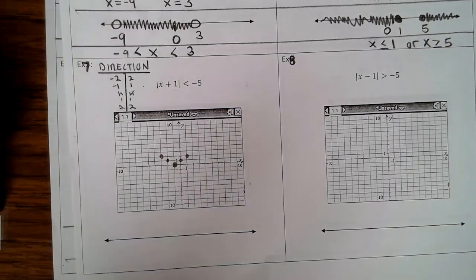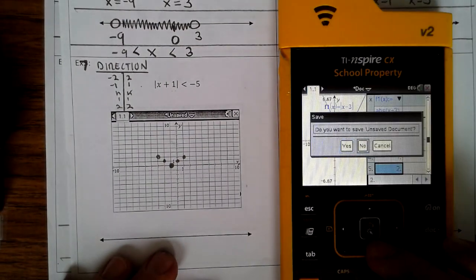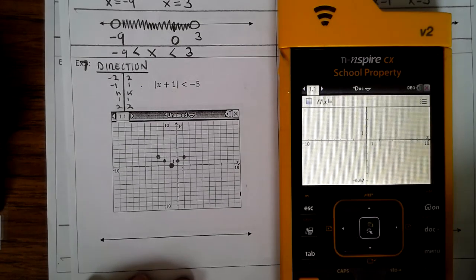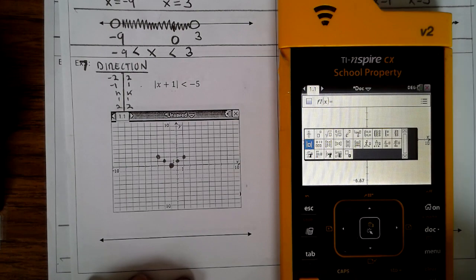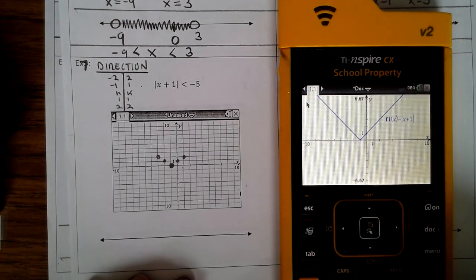Now, if you didn't understand graphing by direction, we can graph using the calculator. So on, new document, no, add graph. Then we type absolute value of x plus 1, control T.